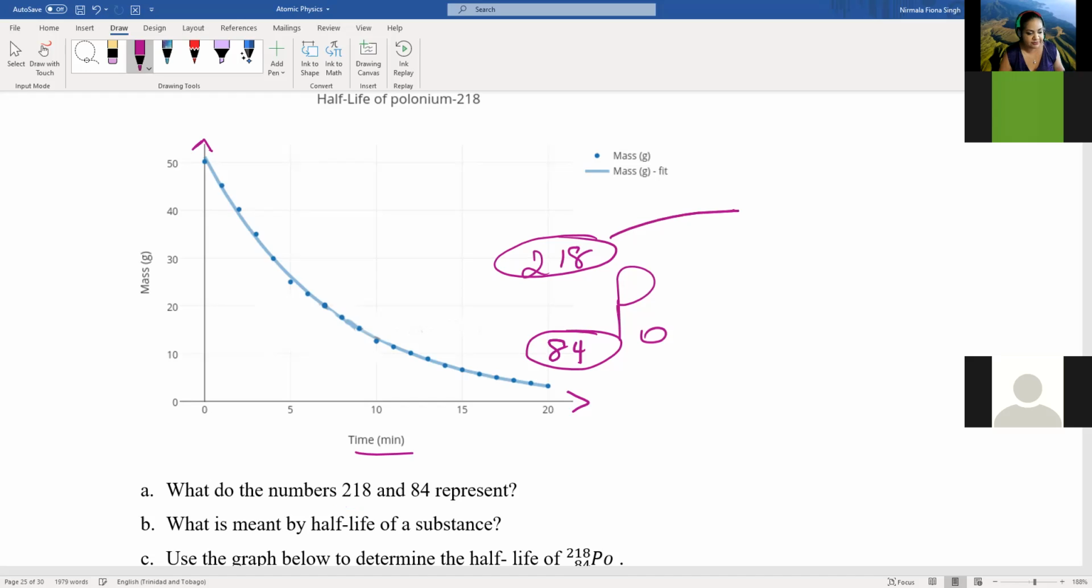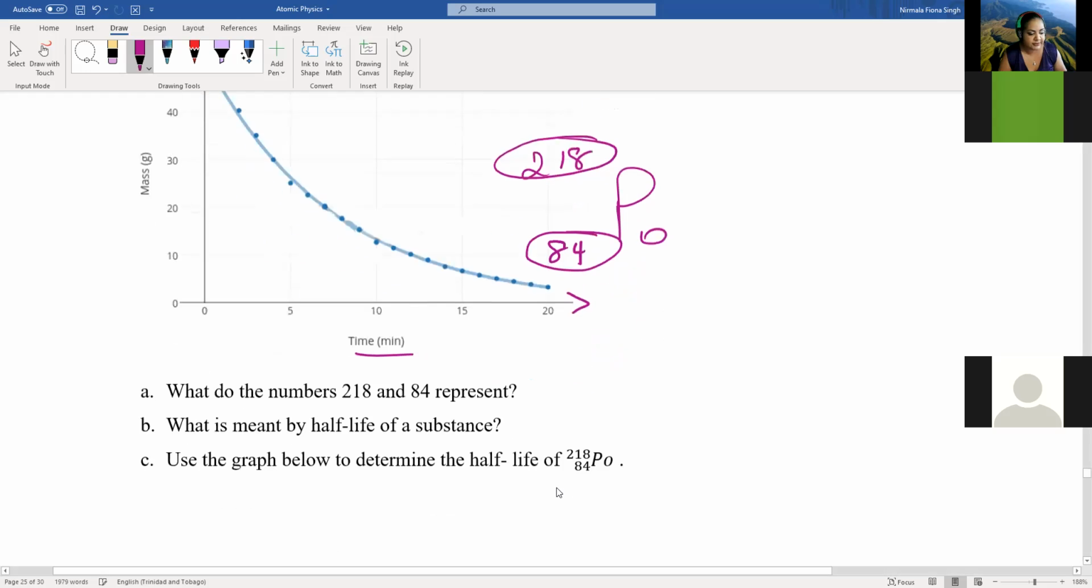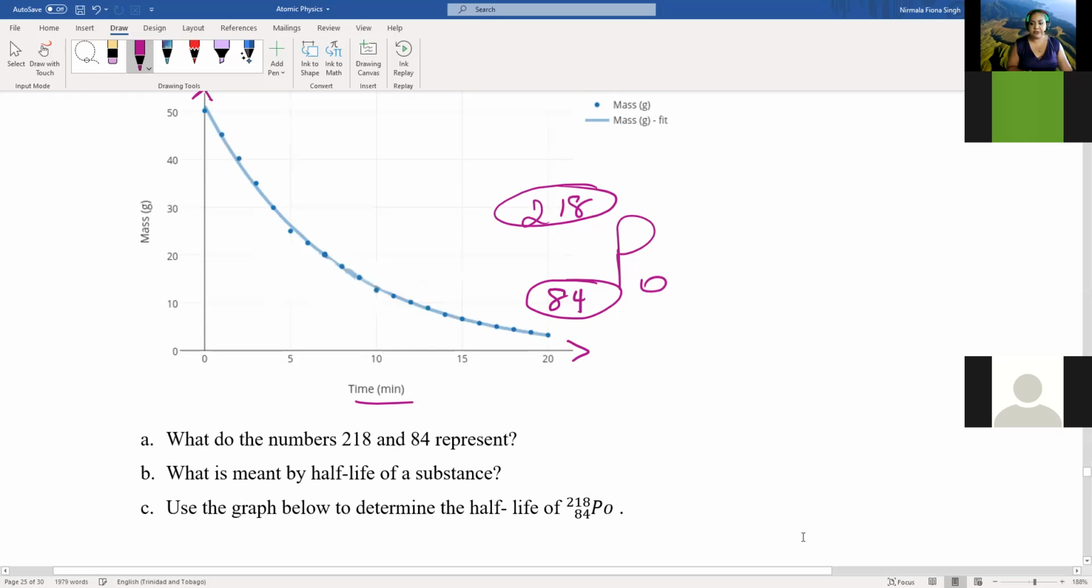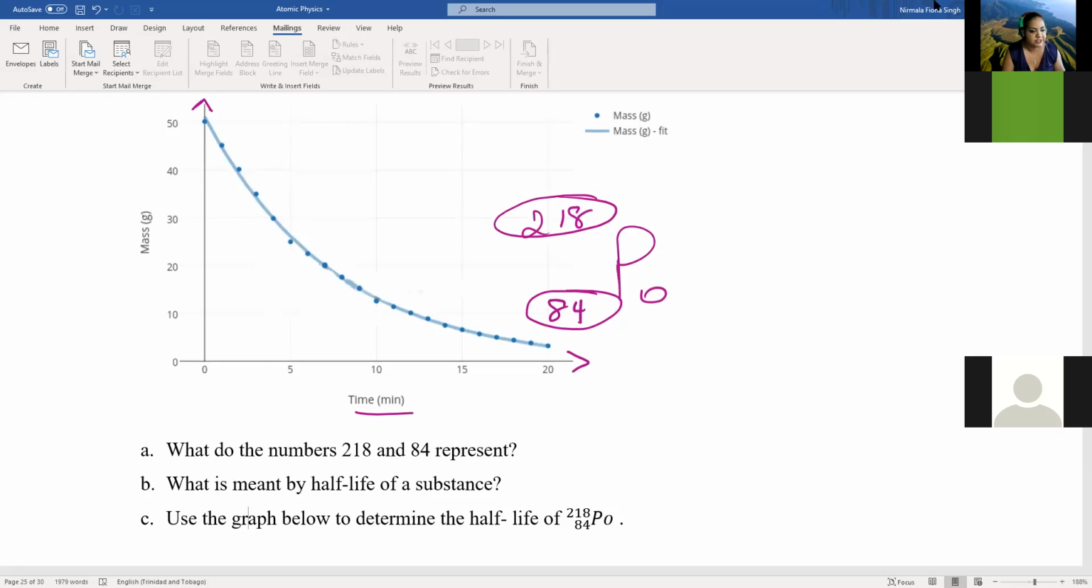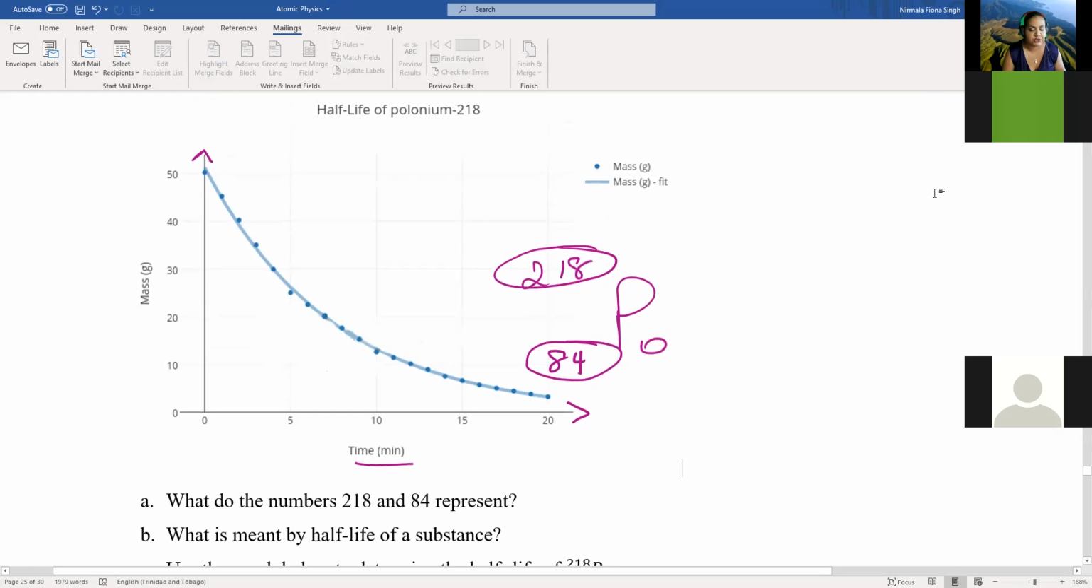What is meant by half-life of a substance? We just did that. Use the graph below to determine the half-life of polonium-218. All you have to do is look at the time it takes to reduce from one sample number to half of that value. Just as we did in class, you don't want to take just one. Take two and find an average. That's the best way to make sure that you're right.